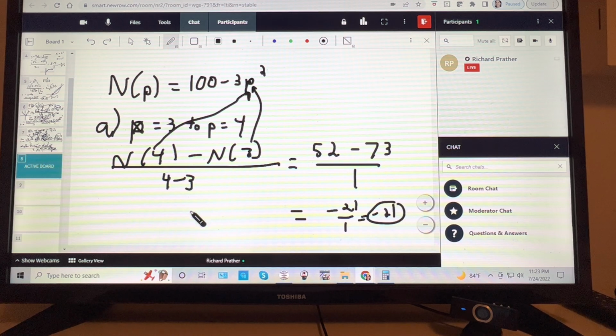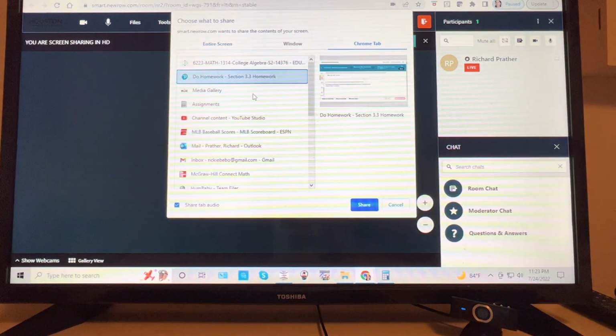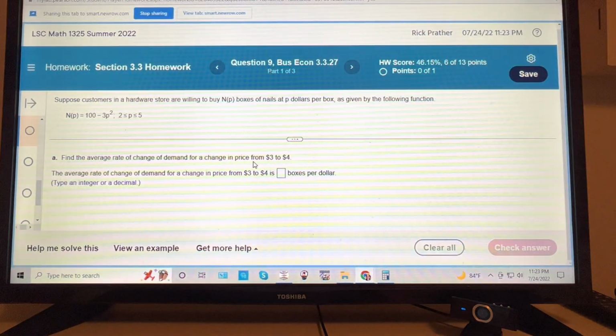And the reason it's negative is, this is very common in business, if you buy in a larger quantity, you get a better price per item. So that's why people buy in bulk. So then what you're paying per nail is lower. So if you go from the $3 box to the $4 box, you're saving by doing that.